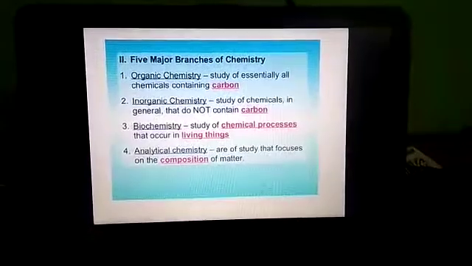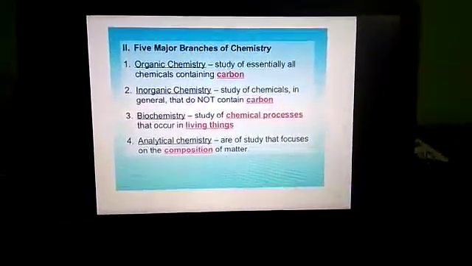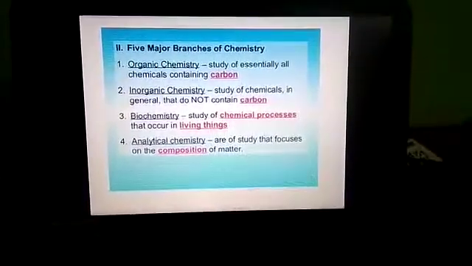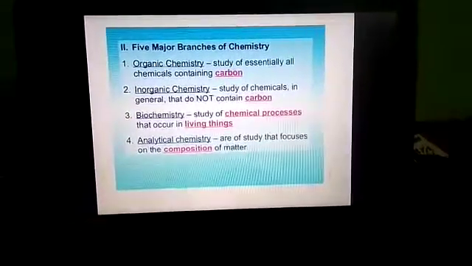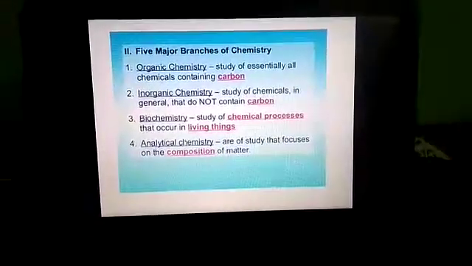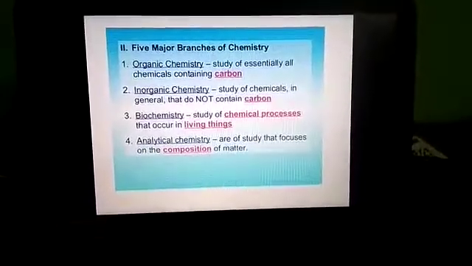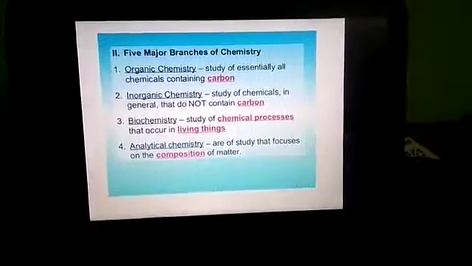A study of chemical processes that occur in living things. And analytical chemistry is a study that focuses on the composition of matter. Suppose a pen is made up of ink, and what is ink, what is the formula? And plastic, so polymer. What is that plastic? It is a polymer. What is the formula?